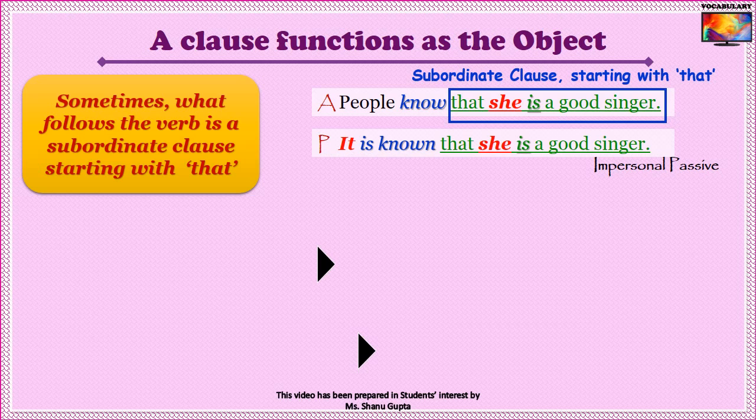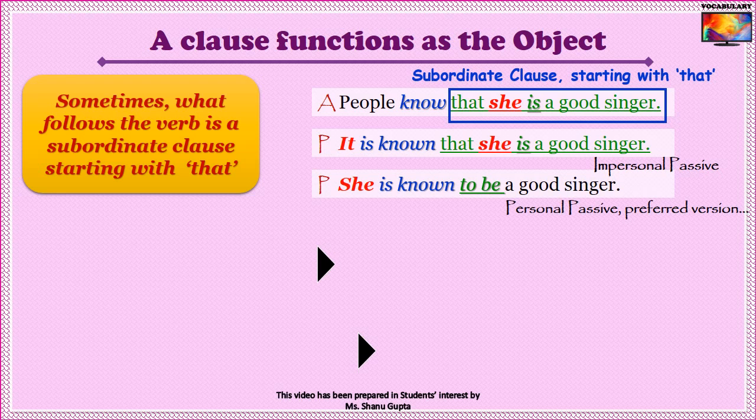There is one more way to sort out this sentence. We can simply say, she is known to be a good singer. This version is called personal passive as the subject of the passive sentence is now a person.